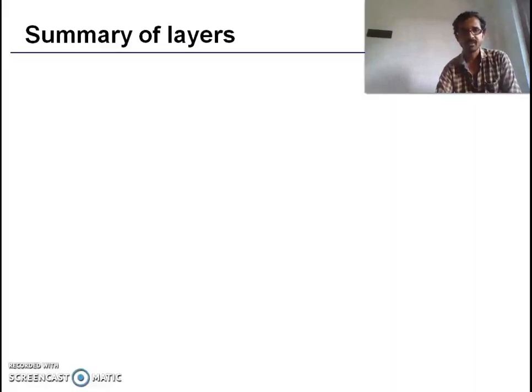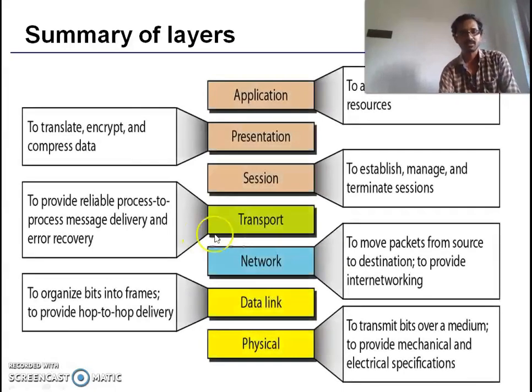So this is the summary of the layers. First, the physical layer: data in the form of bits, and it provides mechanical and electrical specifications. Next, the data link layer: data in the form of frames, and it provides hop-to-hop delivery. And the network layer: data in the form of packets, and it provides delivery of a message from source host to destination host.